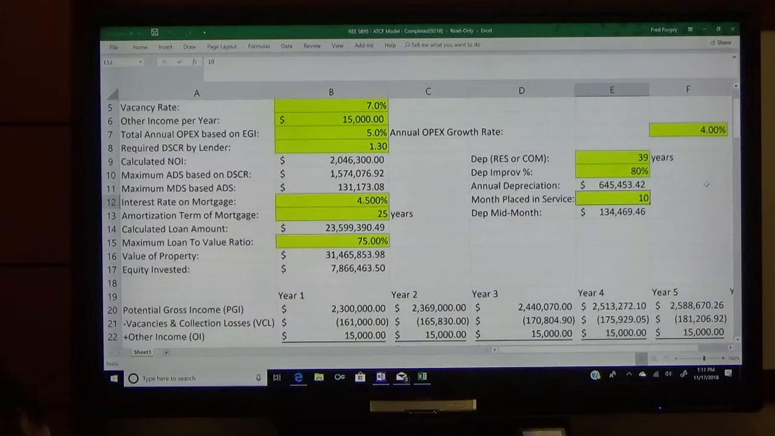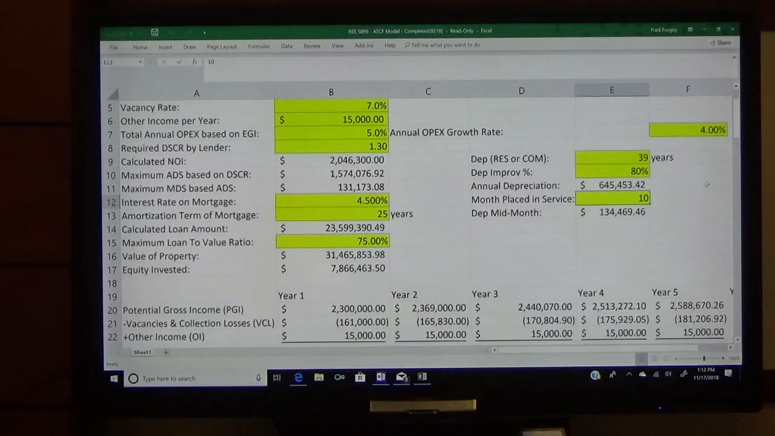Okay, so if a property is placed into service in each of these months, January, February, March, April, May, June, July, August, September, October, November, December, and we say that in January it's going to get half a month in January, and then the remainder of the year, okay, 15. So you get 11 and a half months' worth of depreciation in January.